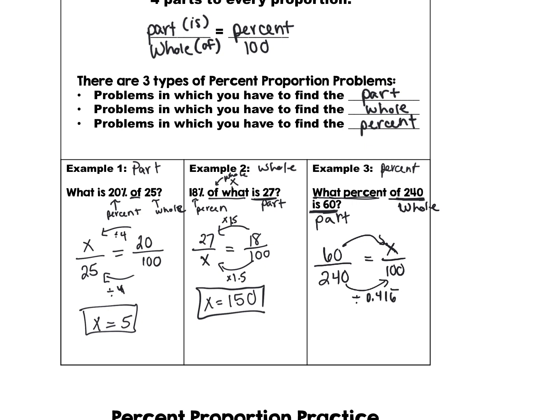0.416 repeating. And we're going to take that number that we got on our calculator and multiply that by 60. And that should give us an x of 25, which also means that it is 25%. Remember, we have to label 25% for this one.